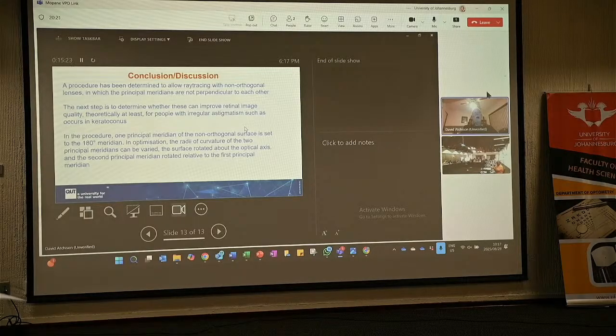What we would want to do now is to determine whether it needs to improve retinal image quality, at least in a theoretical sense, for people who don't have regular images, such as would occur in keratoconus. Now, in this procedure, and we're just starting this now, what we would do is to get one principal meridian and we'll set it to 180 degrees. And then in optimization, we would allow the radii of curvature of the two principal meridians to vary. We would allow there to be rotation of the surface about the optical axis, and then we would allow the principal meridian to rotate relative to the first meridian.